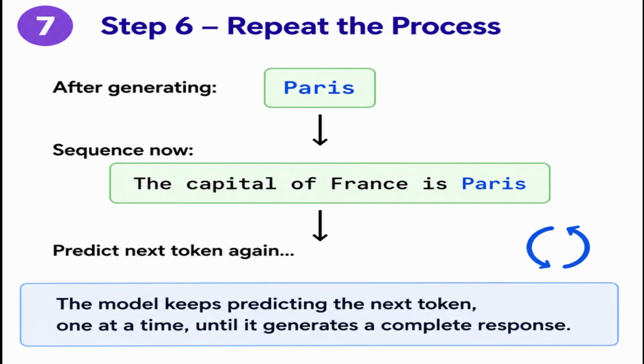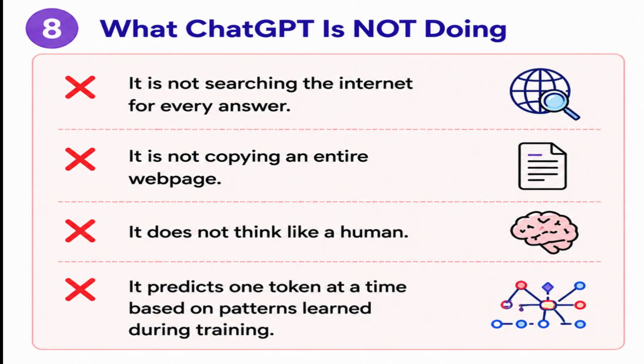Now let's talk about some common misconceptions. Let's clear a few common misconceptions first. ChatGPT does not search the internet every time you ask a question. Correct. In the second misconception, I can say it does not copy the answer from websites. Third, it does not think like a human brain. Instead, it predicts the next token based on patterns learned during training. Understand, this one idea helps explain both the strengths and the limitations of LLM models.